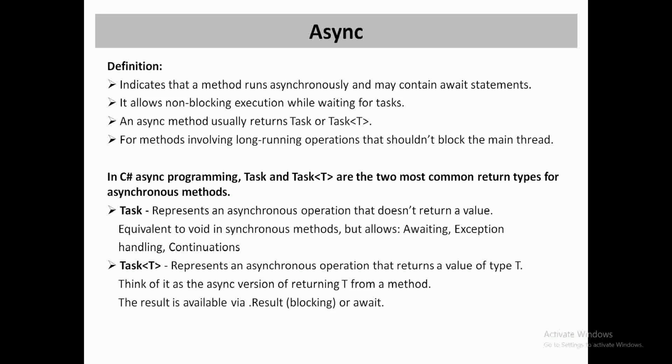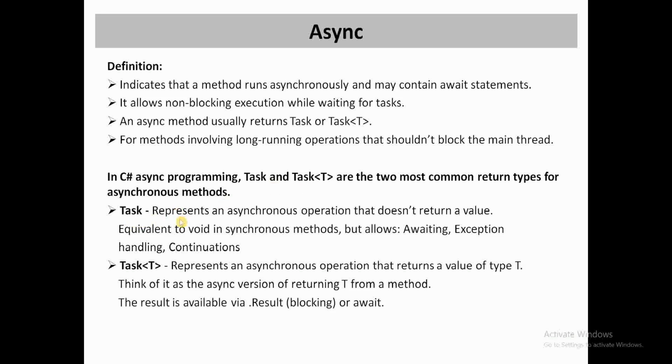In an asynchronous method we use Task. And if we want to return some result, meaning an integer value, string value, or boolean value, we can use this syntax, Task<T>, meaning integer or string. So let's see these Task examples. In C# asynchronous programming, Task and Task<T> are the two most common return types for asynchronous methods. So these are the two return types in asynchronous programming.